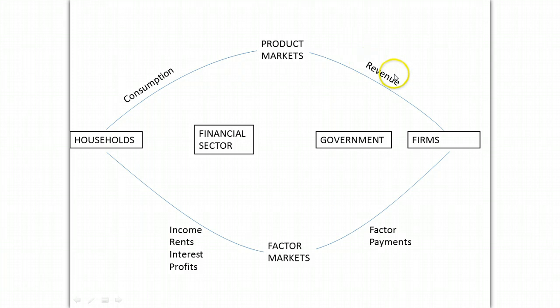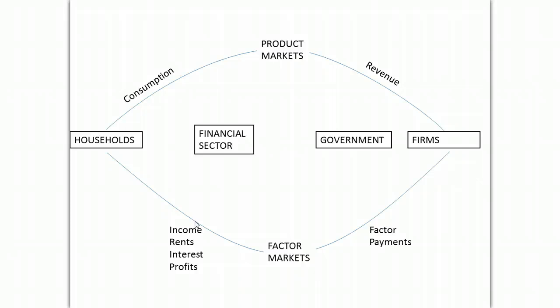So this is the essence of the circular flow: money flowing around from one sector of the economy to the other. Firms demanding the factors of production from households. Households demanding goods and services from firms. And the money flows around in this fashion here. So that at its simplest would be the circular flow of income.